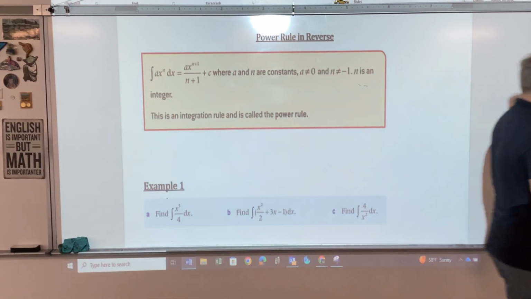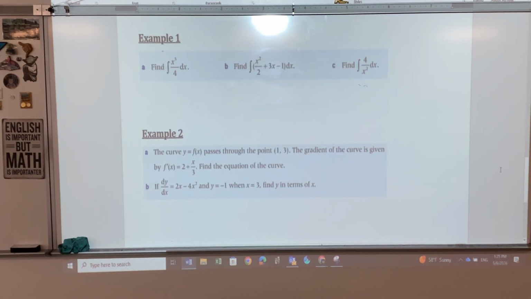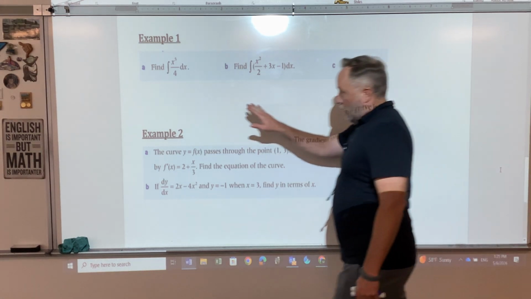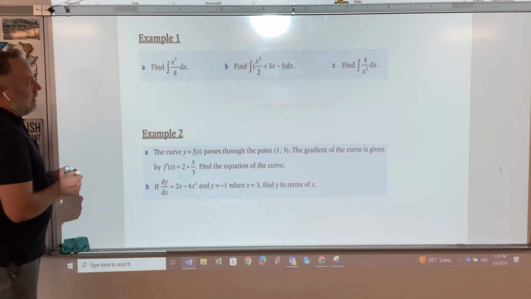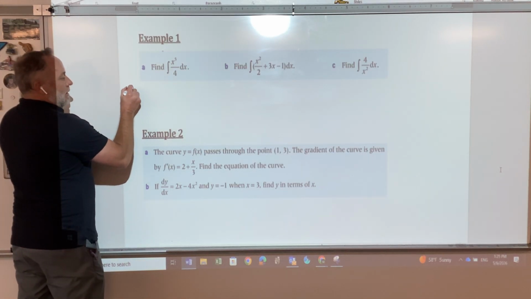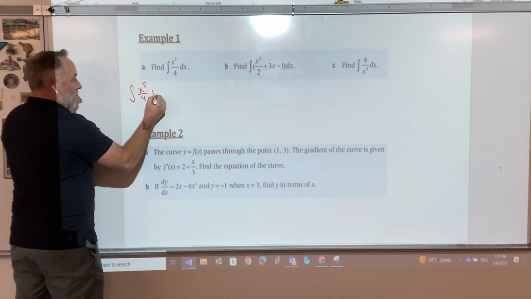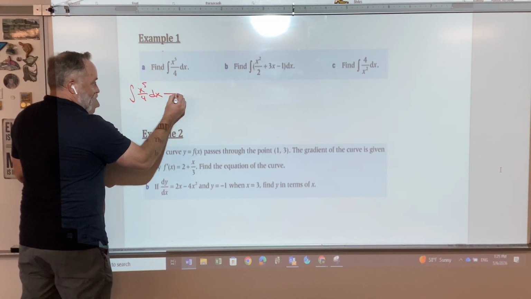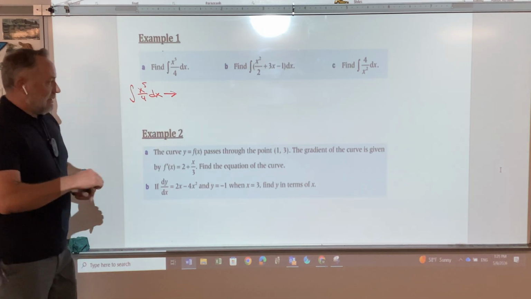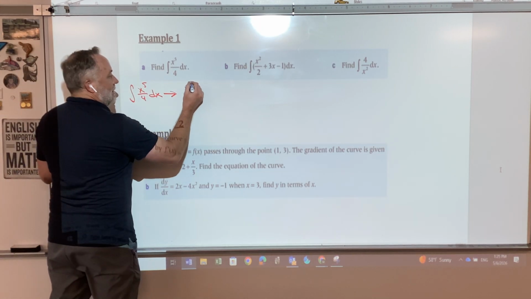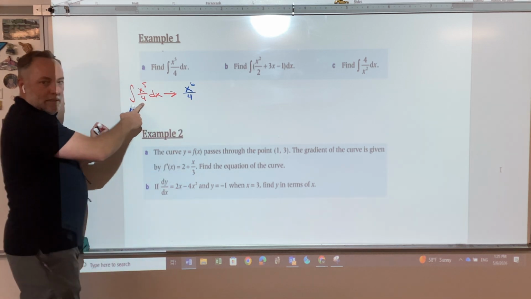The first one says, find the integral, or find the antiderivative, of x to the fifth over 4 dx. I'll rewrite it exactly like what we have here: x to the fifth over 4 dx. So the antiderivative of that, add 1 to the exponent, which would give you what? x to the 6th. So this is x to the 6th over 4, right? Because that stays there, like that constant.